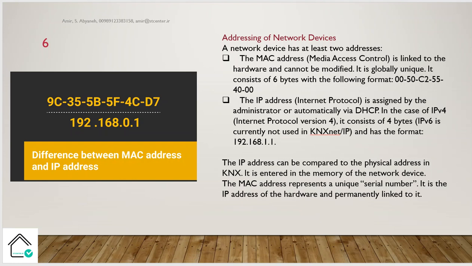The physical address of KNX devices is unique. It is entered in the memory of the network device. The MAC address represents a unique serial number. Each KNX device has its own unique serial number. It is the address of the hardware and is permanently linked to it. So here we want to compare the KNX twisted pair devices with the IP devices. A KNX device has a physical address, an IP device has an IP address, a KNX device has a unique serial number, and an IP device has a unique MAC address.